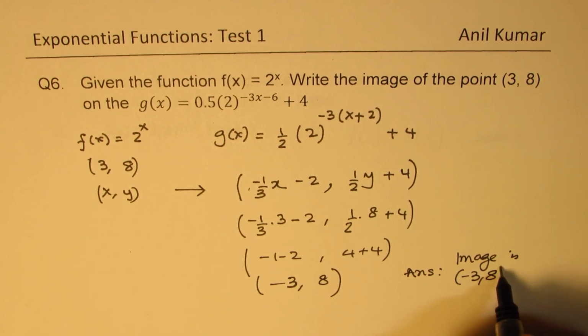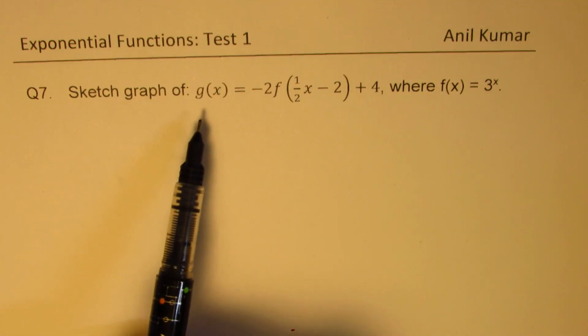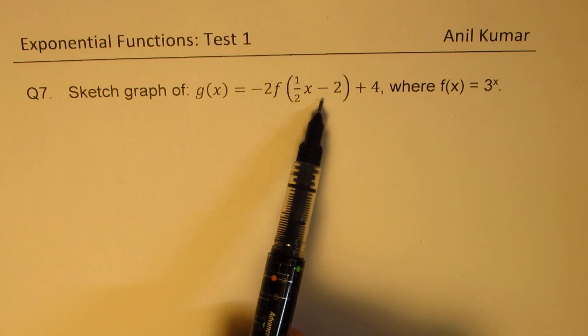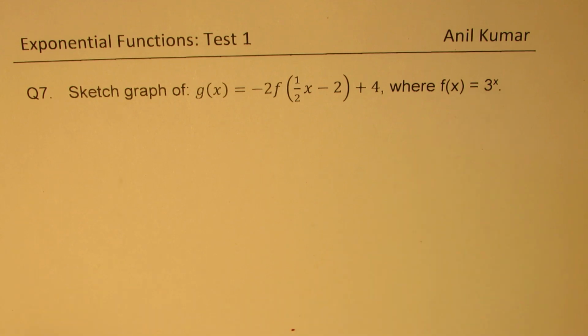Minus 3, 8. Is that clear to you, right? We need to sketch the graph of g of x, which is equal to minus 2 f of half x minus 2 plus 4, where f of x is 3 to the power of x. So I'll actually sketch a rough graph. You should do it on graph paper.